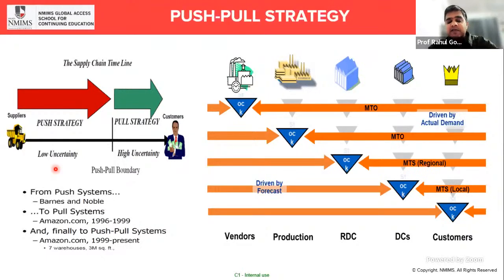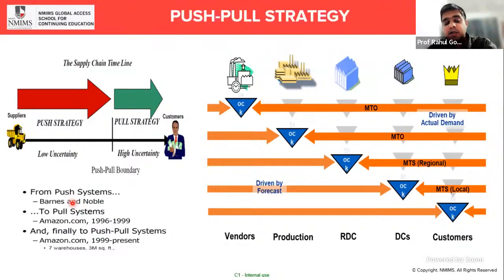So it is very important, and it is a very complex decision to finally decide what is going to be the push pull strategy within the supply chain. So I mean, there are organizations, right, which earlier were designed as pull systems, right?